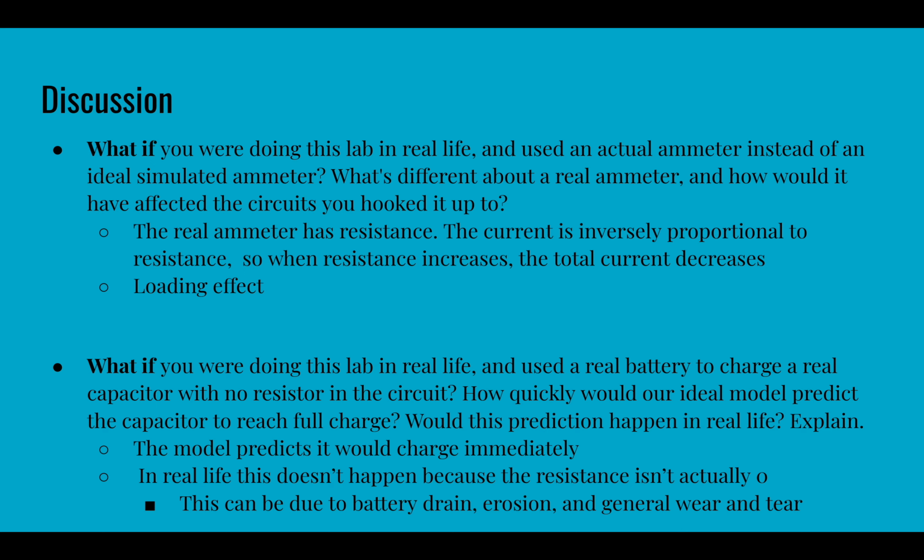So to just discuss, if we're doing this lab in real life and use an actual ammeter instead of an ideal simulated one, the real one has resistance, and the current is inversely proportional to resistance. So when resistance increases, the total current decreases. We also can think of the loading effect. The presence of a real ammeter might load the circuit it's measuring, meaning it draws some current for its own operation.